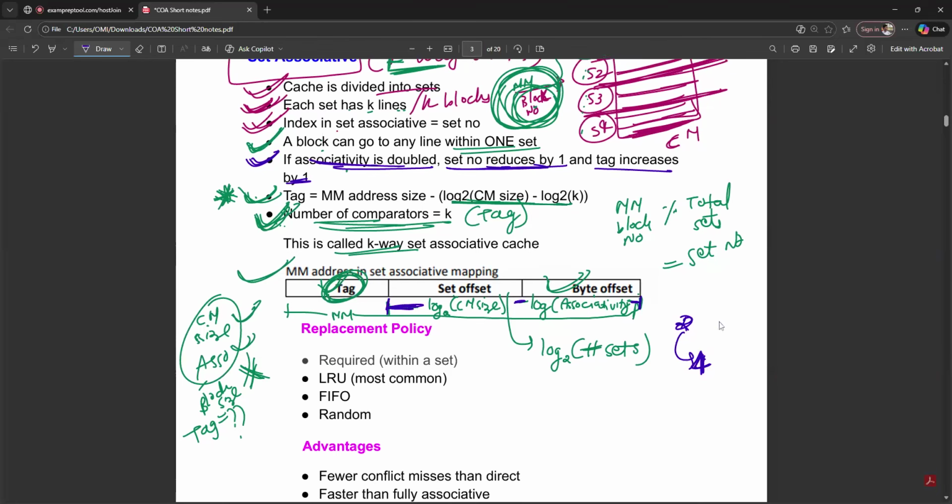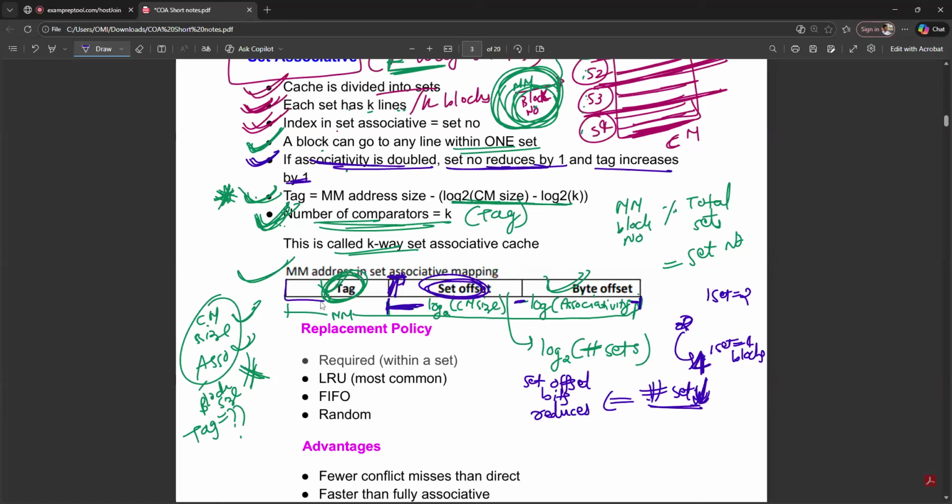Now if associativity is doubled, the total sets will be reduced, because here one set equals two blocks, and now one set equals four blocks. So total sets will be reduced, which means this bit will reduce. The set offset bits reduce.